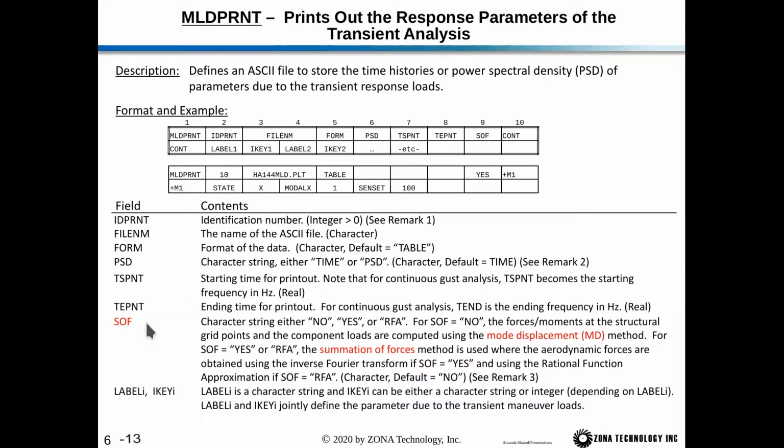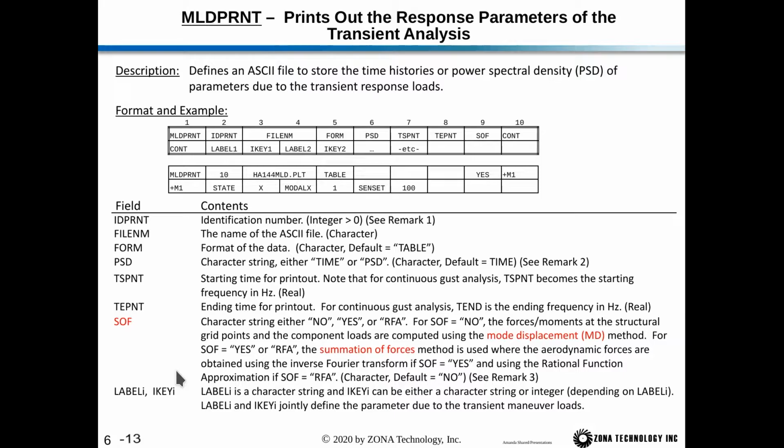The next field is SOF. This is a character string, which can either be no, yes, or RFA. For SOF equals no, then the forces and moments at the structural grid points and the component loads are computed using the mode displacement method. If SOF is yes or RFA, then the summation of forces method is used. So for SOF equals yes, the summation of forces method is used where the aerodynamic forces are obtained using the inverse Fourier transform. And for SOF equals RFA, the summation of forces method is used where we use the rational function approximation.